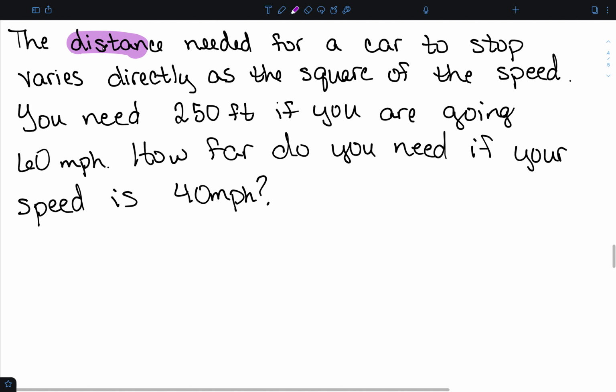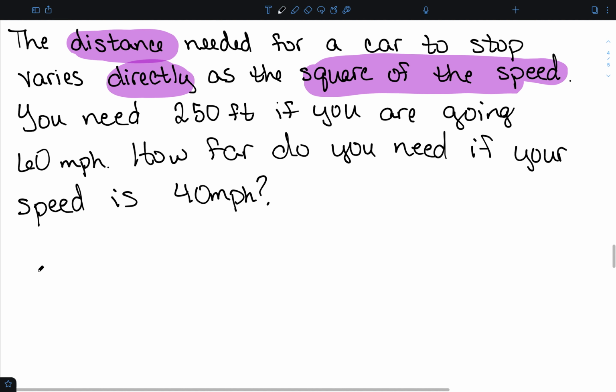Well, we have that our distance varies directly as the square of the speed. I'm going to use D for distance and S for speed. So we have distance varies directly, that means it's K times the square of the speed, so S squared. We also know that my distance needs to be 250 when my S is equal to 60.